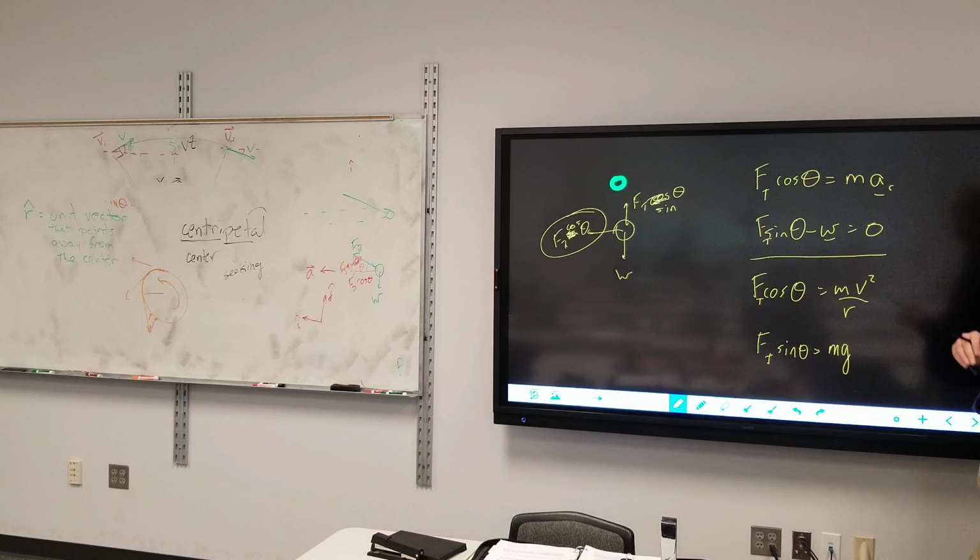Just as a teaser, something to noodle around in the brain over the weekend and make you think, oh, I can't wait to find out how this happens. This is also equal to m omega squared r.